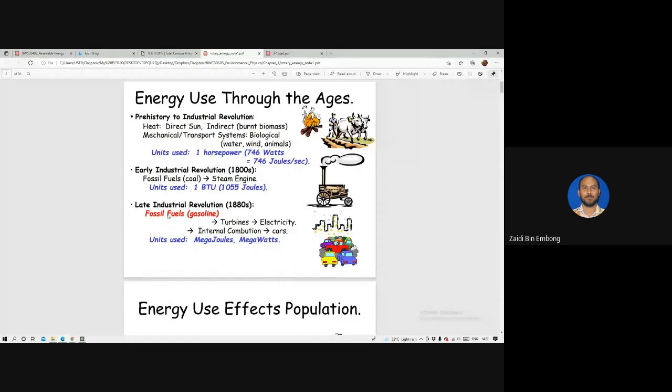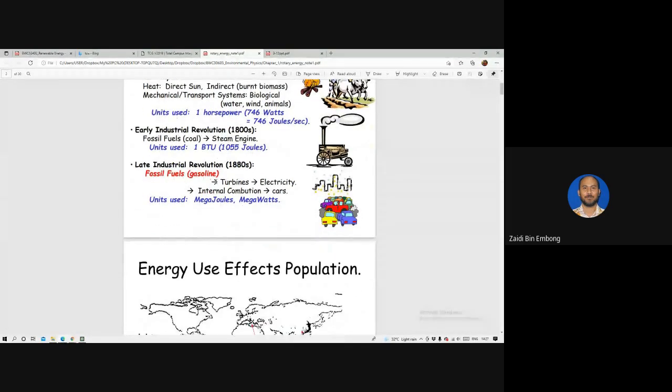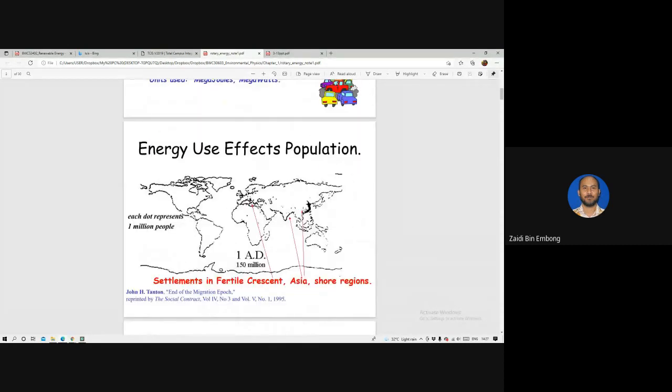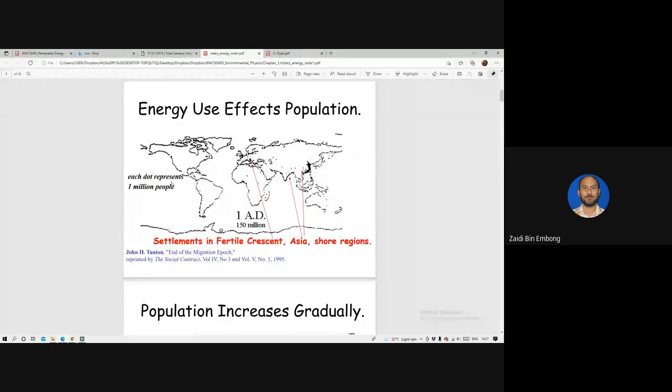Okay. Right. Now the fossil. We have the fossil, and from the fossil they use gasoline and turbines, and then we have electricity, and then we have internal combustion. This is what we call the input. In terms of the use of energy, you can see the evolution around the world. You can see this from this reference.